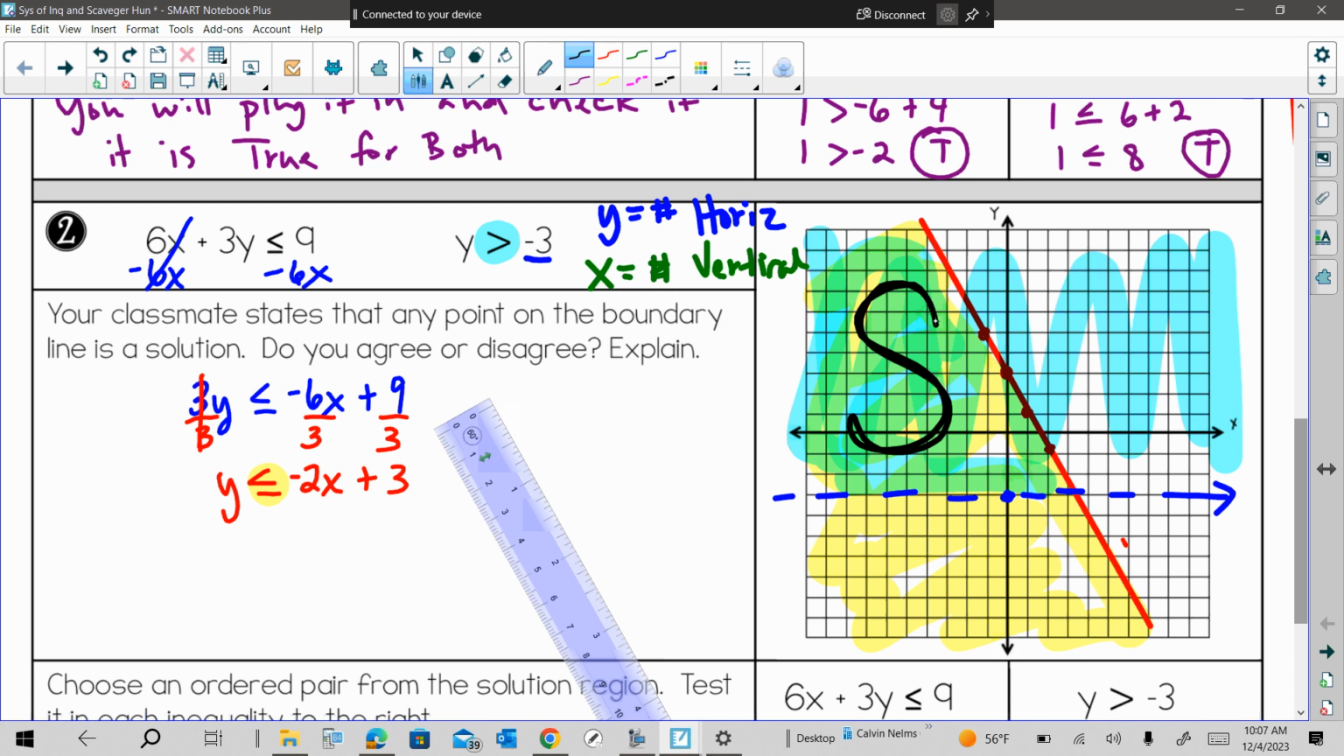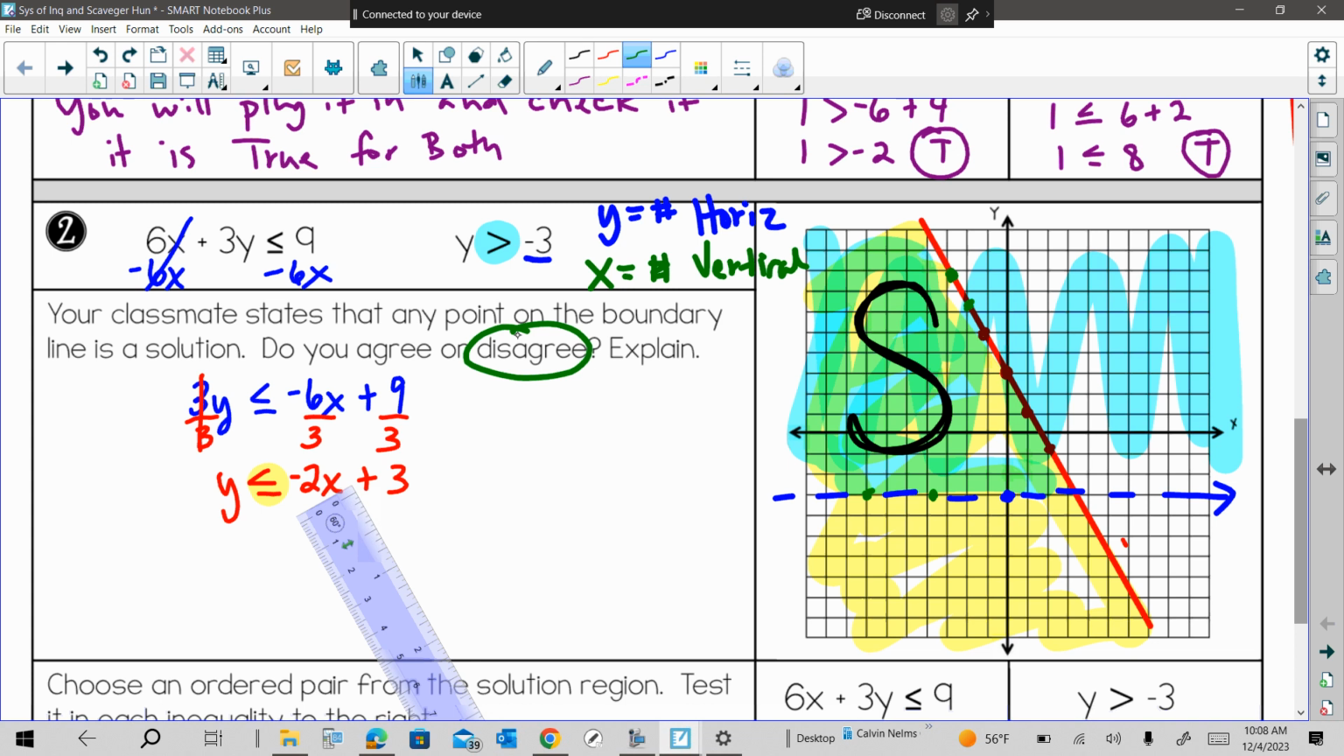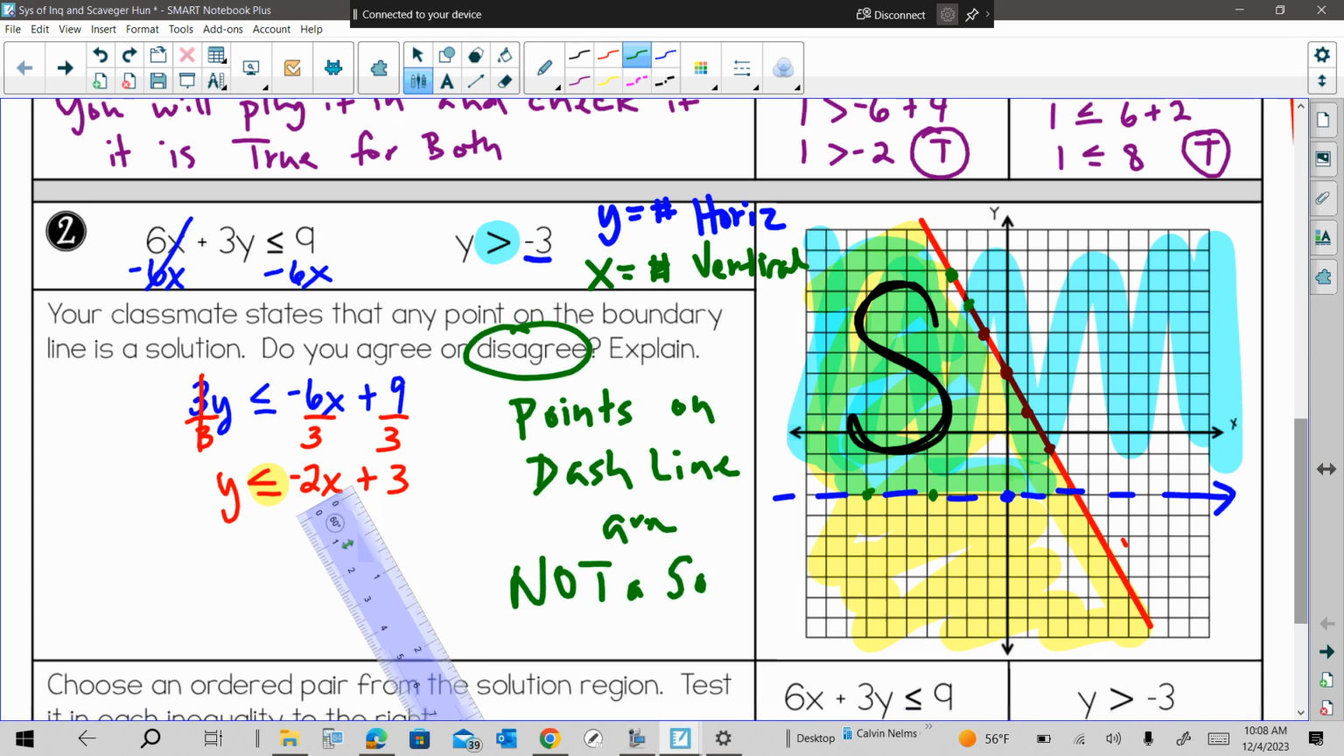Okay, so this question says, a student states that any point on a boundary line is a solution. Meaning, any point on this line here would be a solution. What about here? No. It's not a solution on which line? Dash line. Okay, so hopefully we would say we disagree. Points on a dashed line are not a solution. So if we hit a point on the dashed line, we cannot use that as a solution.